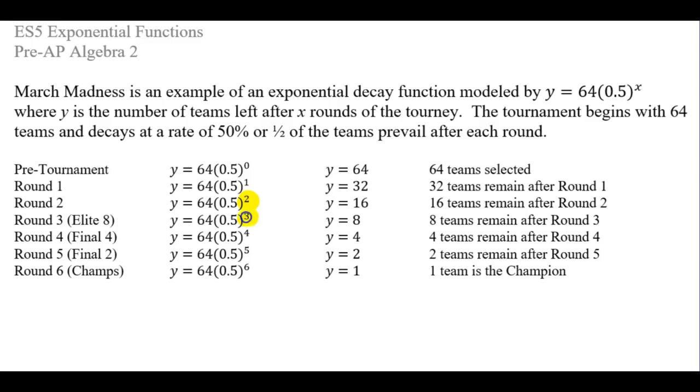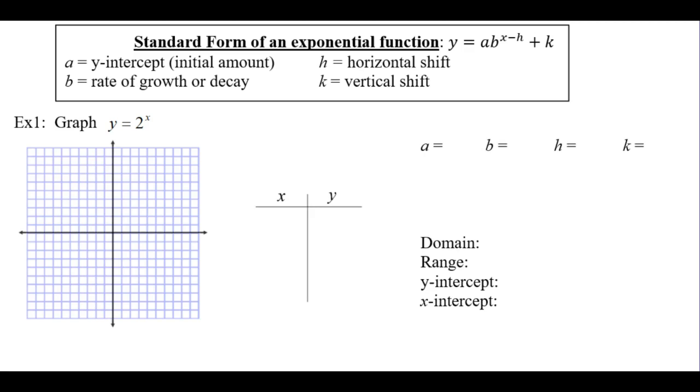And then after 3 rounds, we're down to the Elite 8, and then the Final 4, the championship game, and then after 6 rounds, the champion. So how many rounds did it take to turn 64 into 1? Yeah, it happens really fast. That's our exponential decay. Okay. So what we're going to do today, I'm really not even going to do much of this stuff up here. For the sake of time, we're going to mostly use our calculators to graph our exponentials, okay?